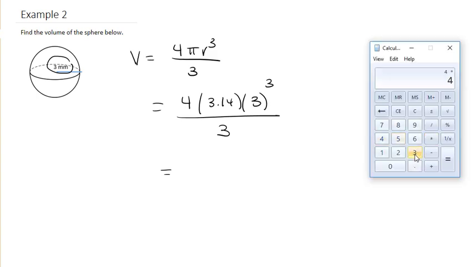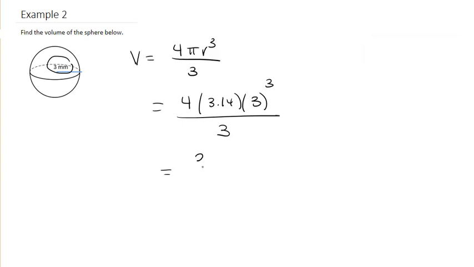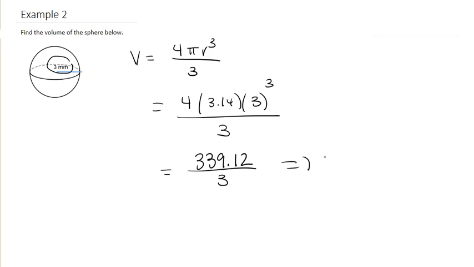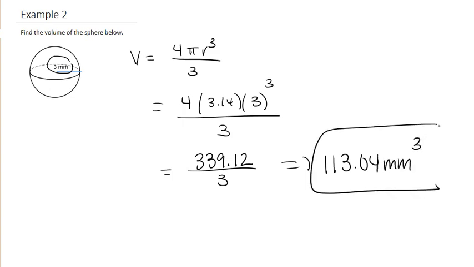So we have 4 times 3.14 times 3 times 3 times 3, which is equal to 339.12. Then we'll divide by 3, and we get 113.04. And this is also millimeters cubed. And that would be our volume of this sphere.